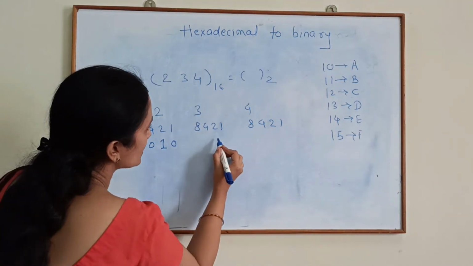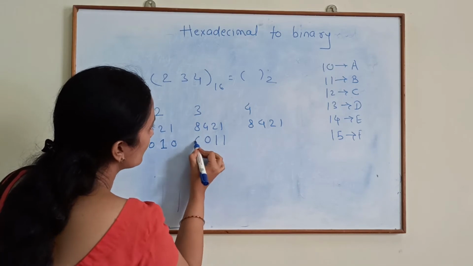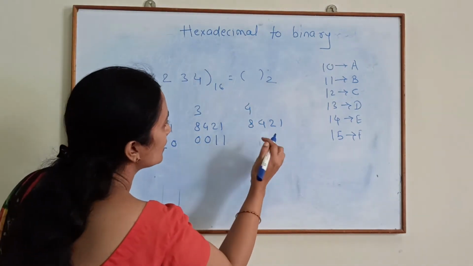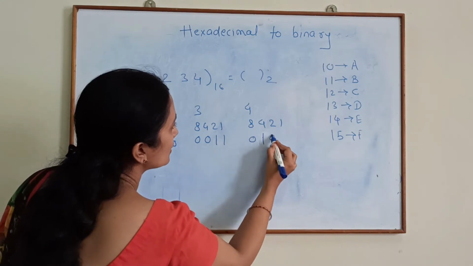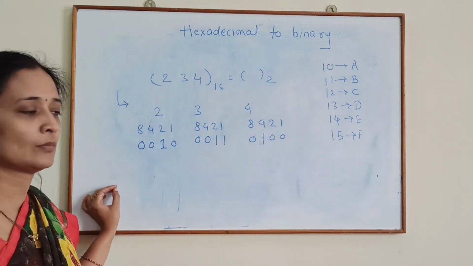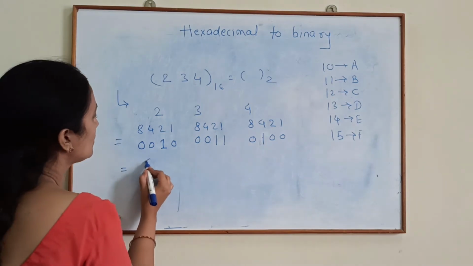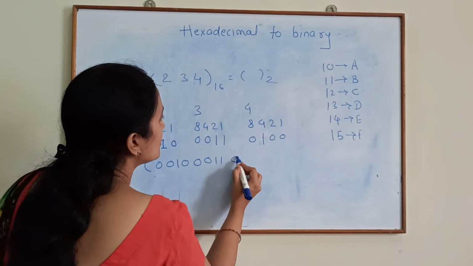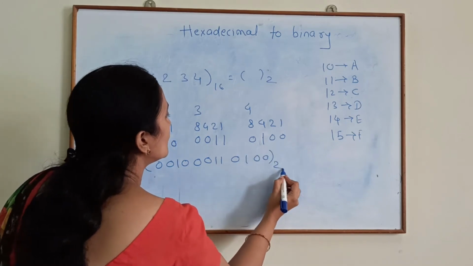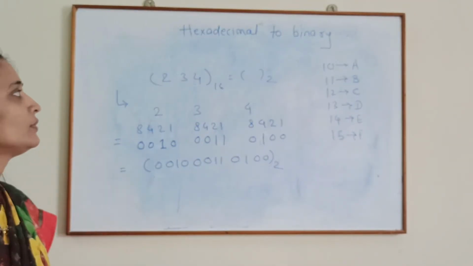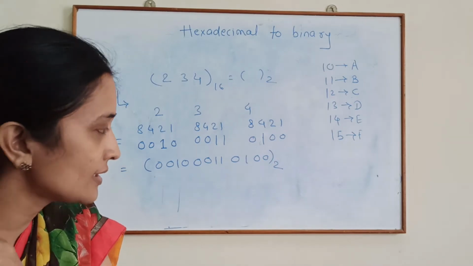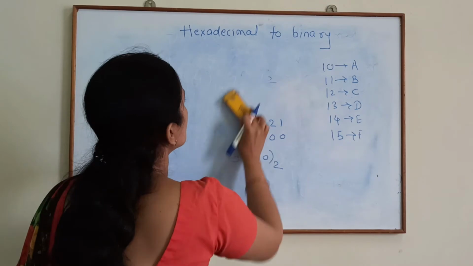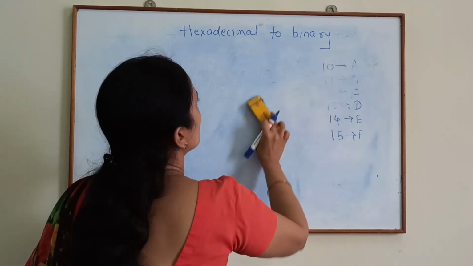3 means 2 plus 1. Therefore, 2 places will be 1 and the remaining 2 will be 0. 4 is the number here. Therefore, the remaining 3 places will be 0. Collectively, we get the number 0010 0011 0100. This is the binary equivalent of 234. This is the method to convert a hexadecimal number to its binary equivalent.